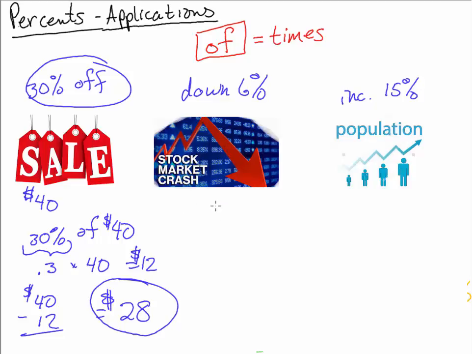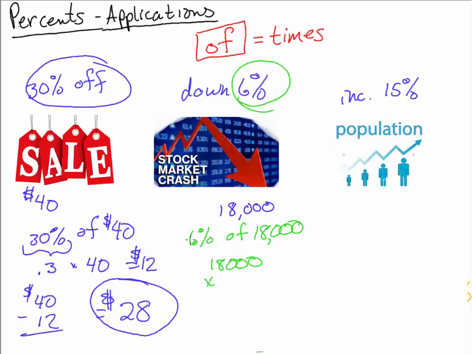Stock market crash. Let's say the stock market is up at, I don't know, 18,000 points. And it then decreases by 6%. And your first question should be 6%, 6% of what? That's not a number in and of itself. It's not an amount, it's a proportion. It's a portion of this. So we've got to do 6% of the 18,000. Which means we've got to take 18,000 times 6%.